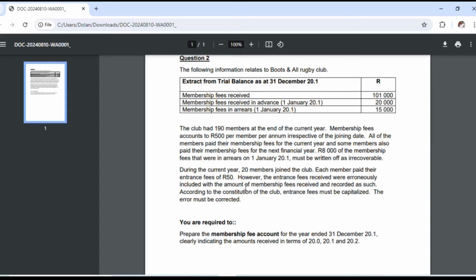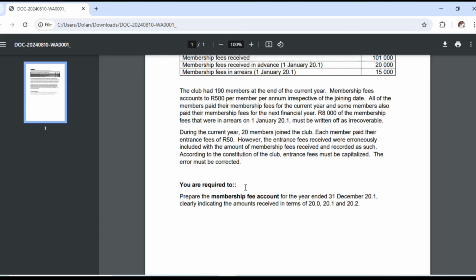And then the additional information, they say the club had 190 members at the end of the current year. Membership fees amount to 500 per member per annum, irrespective of the joining dates. So what does this mean? It means if the year ends on the 31st of December and the member joins on the 1st of December, we charge 500, right? Let's proceed.